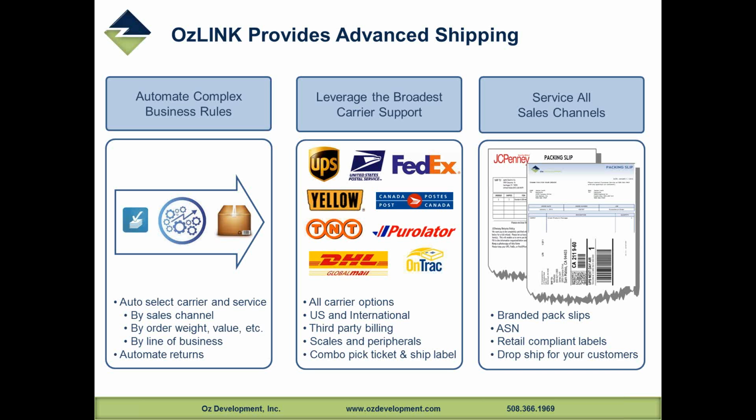Some newer capabilities here: we've added DHL Global Mail, which is a good service for residential deliveries in the U.S. and a good option for e-commerce shippers. Again, this is probably the most widely used OzLINK solution in the NetSuite community.